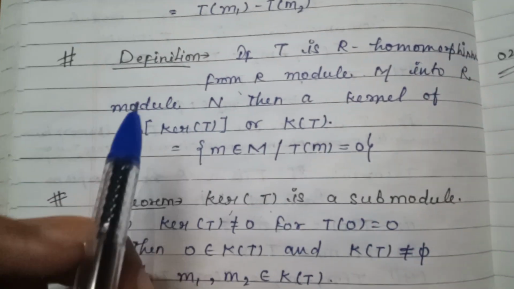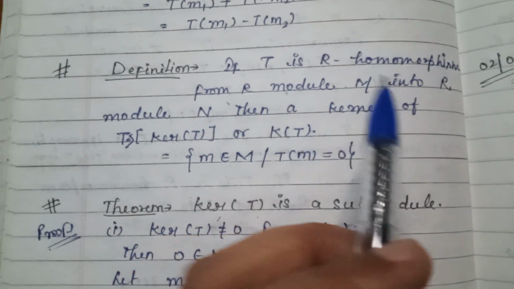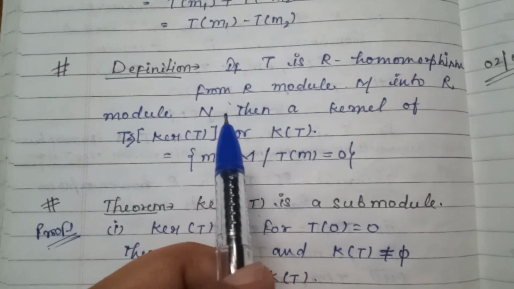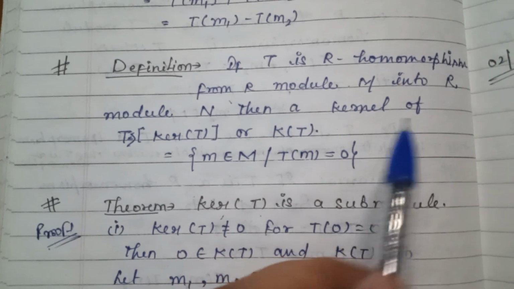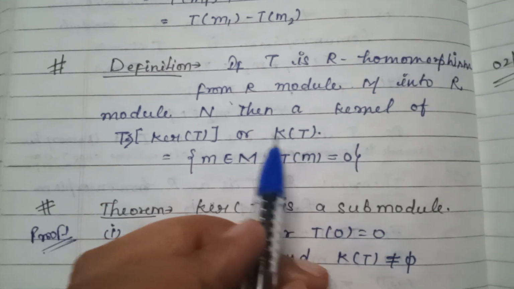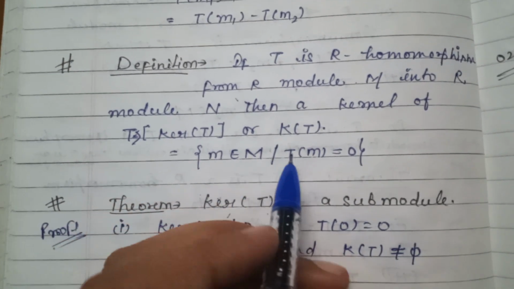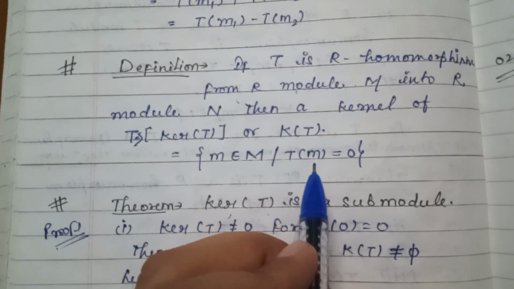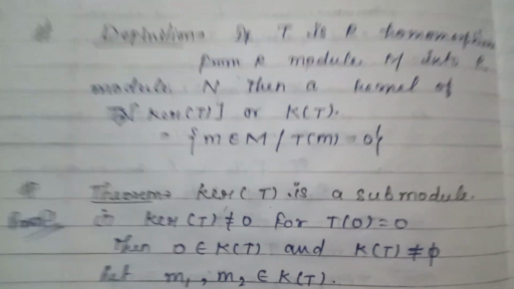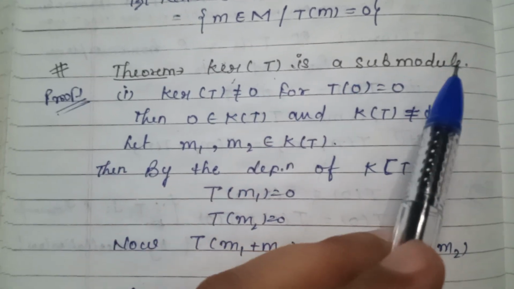Now there is another definition. If T is an R homomorphism from R module M into R module N, then a kernel of T, which we write as ker T and can also write as KT, is equal to small m belonging to capital M such that T(m) is equal to 0. There is a theorem: kernel T is a submodule.